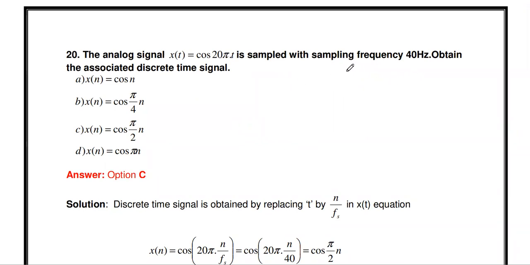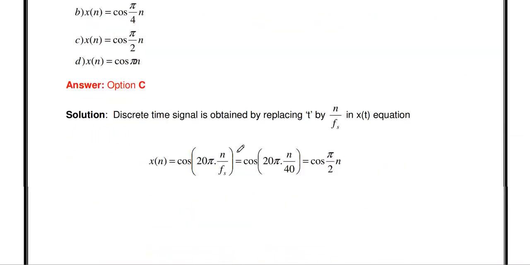And the next one: the analog signal x of t equal to cos 20 pi t is sampled with sampling frequency 40 hertz. Find the associated discrete time signal. Okay, so here the continuous time signal is given. If you are sampling this signal with the sampling frequency fs equal to 40 hertz, what is the associated discrete time signal?